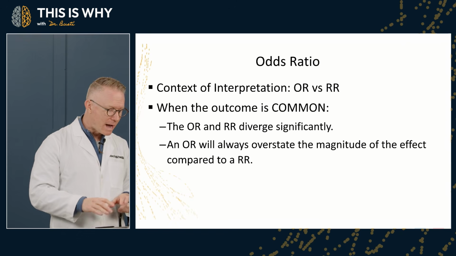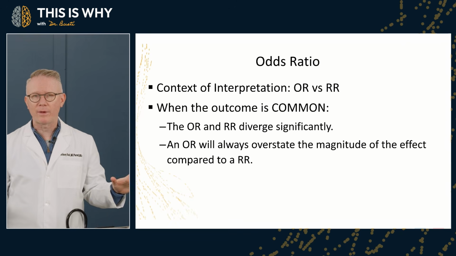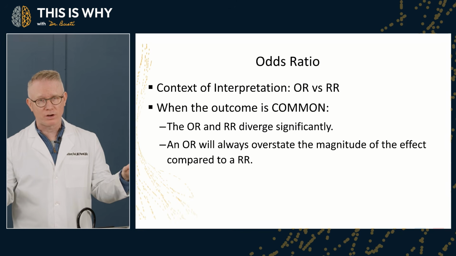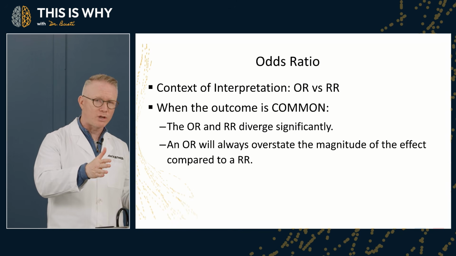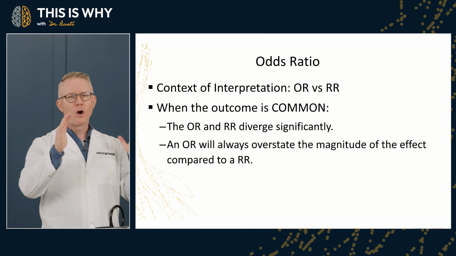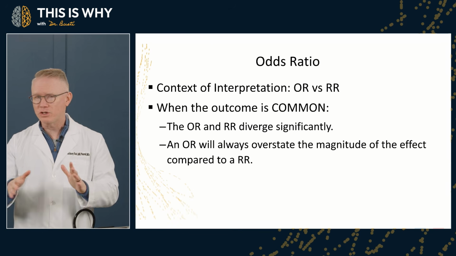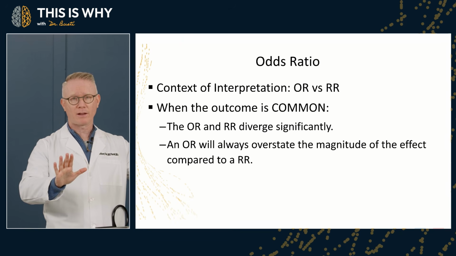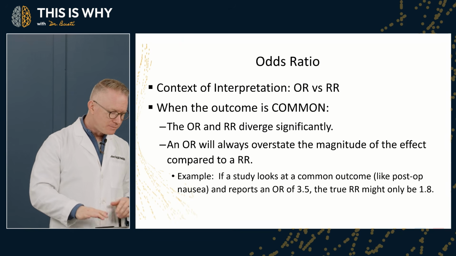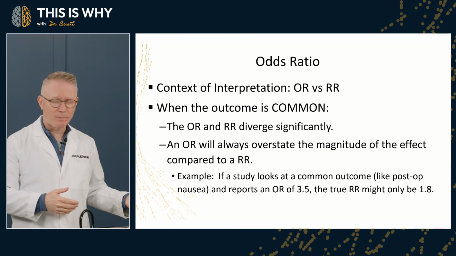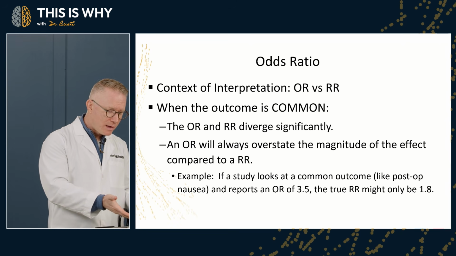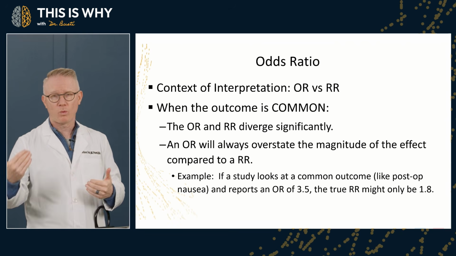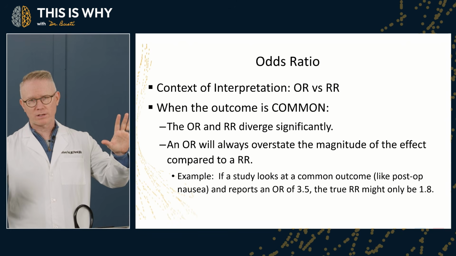Okay, now what happens when the outcome is rather common? Well, now the odds ratio and the relative risk start to diverge significantly, and that's where an odds ratio will always overstate the magnitude of the effect compared to a relative risk. I showed you that mathematically earlier, okay? So, for example, if a study has an outcome and reports an odds ratio of 3.5, but the true relative risk might be 1.8. I mean, those numbers are very different.